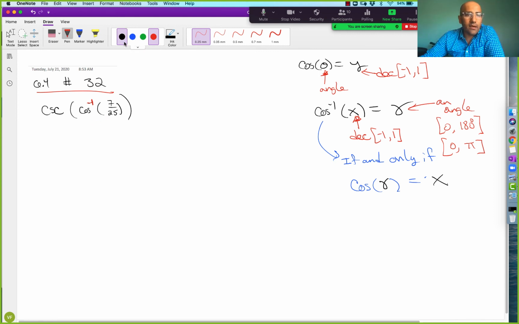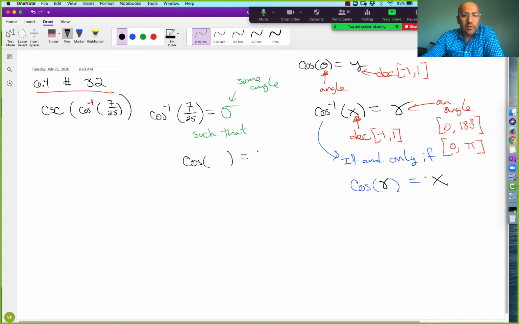Okay, so when you're given this, we can do a quick substitution. This is an angle. From here, I can tell that cosine inverse of 7 over 25 will be equal to some angle sigma, such that cosine of sigma will be equal to 7 over 25. They're asking me to find cosecant of sigma, where sigma is defined to be this.